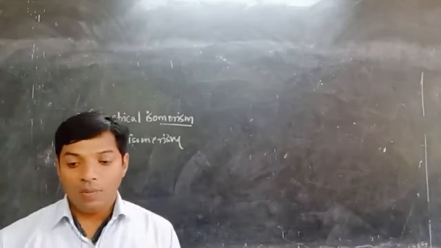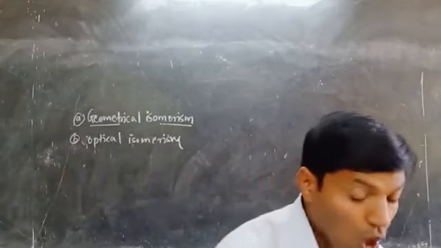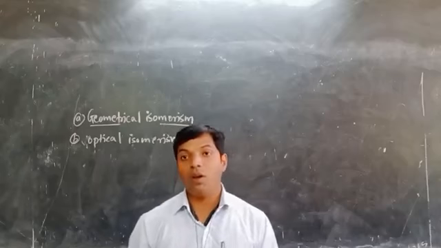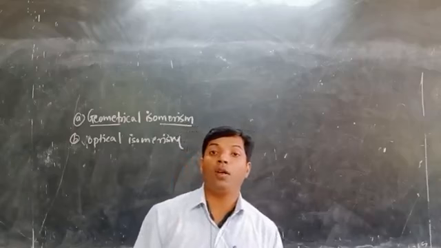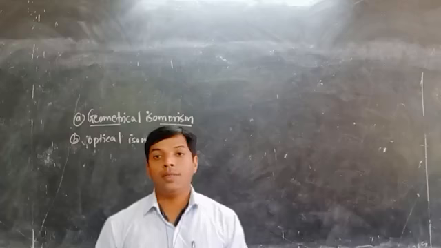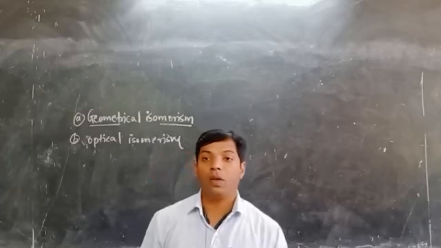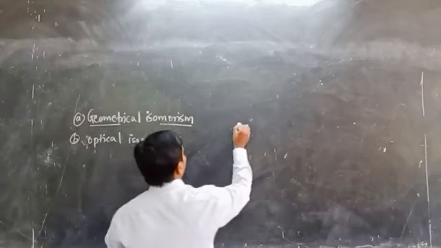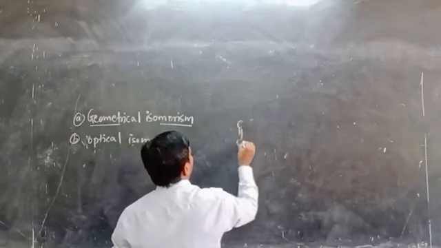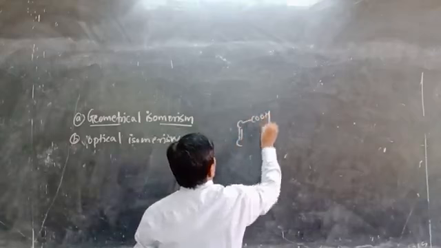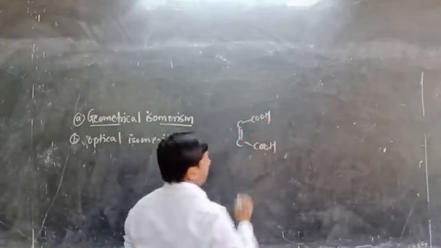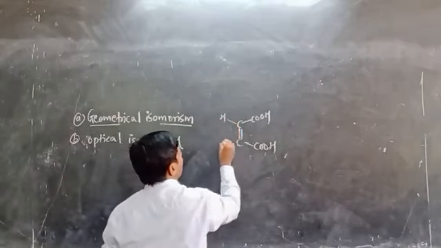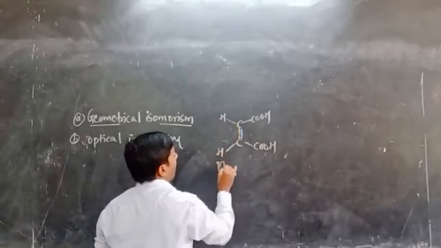In geometrical isomerism also, two or more compounds have the same molecular formula, but they differ in the arrangement of atoms or groups of atoms around the carbon-carbon double bond. This is called geometrical isomerism. Let's discuss an example right now. I will write C double bond C. Here I write COOH, here also I write COOH, and here I write H, here I write H. This is called maleic acid.